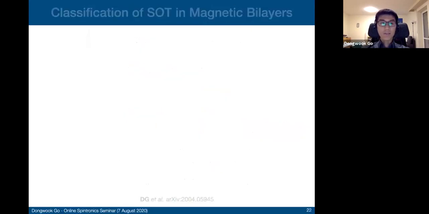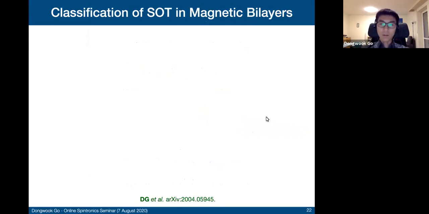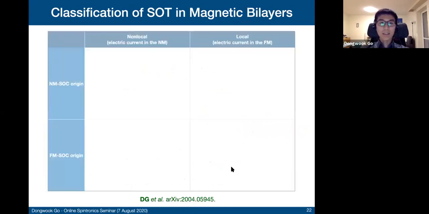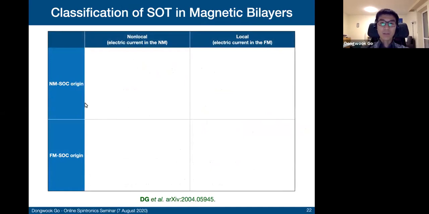Because we have not only spin Hall torque and orbital Hall torque, we also have different kinds of torques. So in this paper, we also propose how we can classify torques in the magnetic bilayer depending on some criteria. One is which spin-orbit coupling is responsible, whether non-magnetic spin-orbit coupling or ferromagnetic spin-orbit coupling. And also, we divided this by where the current is flowing.